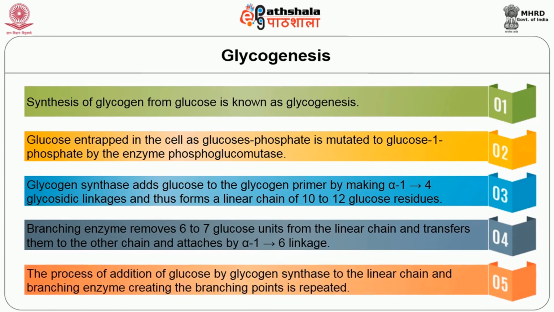The process of addition of glucose by glycogen synthase to the linear chain, and the branching enzyme creating the branching points, is repeated, and thus glycogenesis is completed.